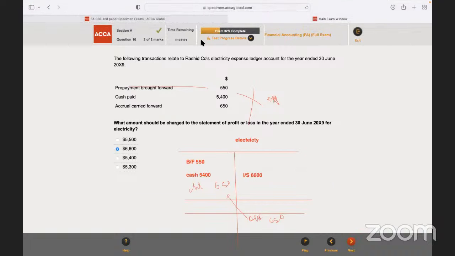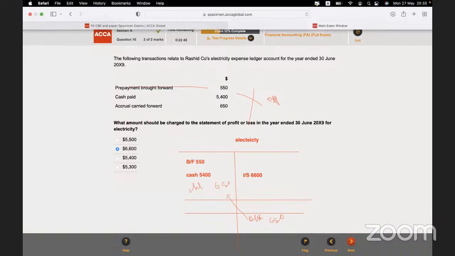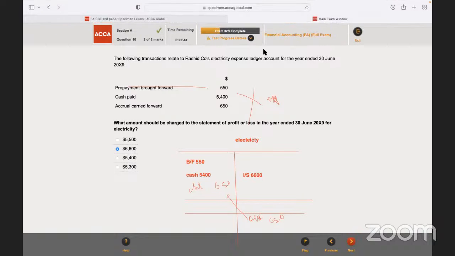I think the catch of the question is the accrual. Accrual carried forward means brought forward onto the next side is 650, meaning next time there will be a liability brought forward. So this time it's debit carried down. Once you close the account, guys, 6,600 is the correct answer. Right. I think the down part is only a little bit tough.